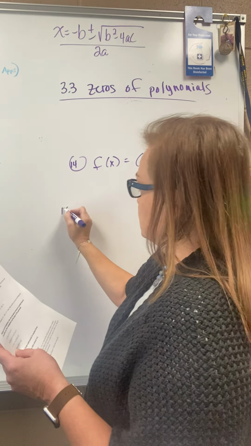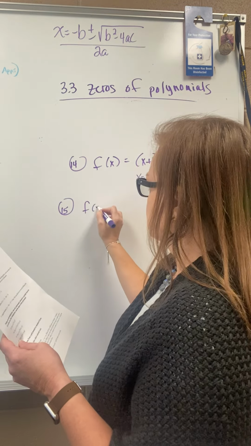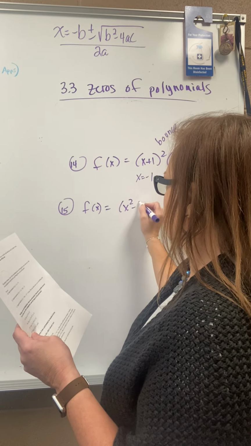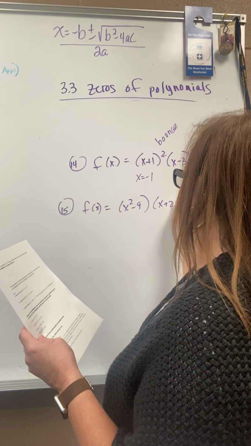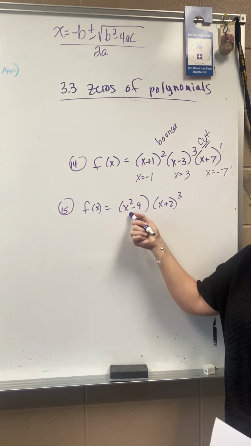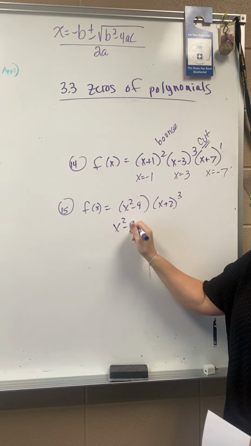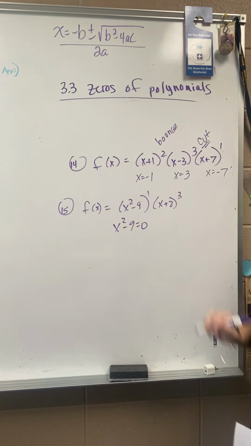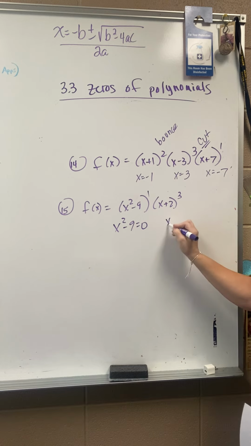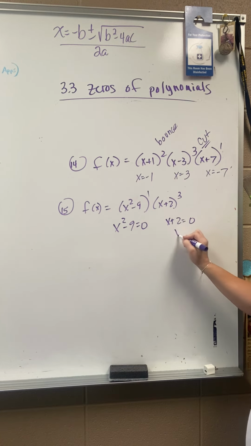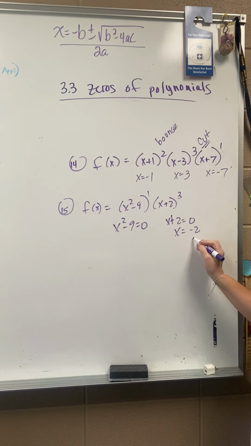Okay, number 15, f of x equals x squared minus 9, x plus 2 to the third. So set each part equal to 0, x squared minus 9 equal to 0, multiplicity is only 1 there, and then x plus 2 equal to 0. That's a linear factor, so we can just change the sign. It's negative 2, multiplicity 3.